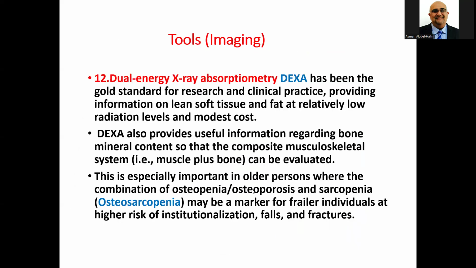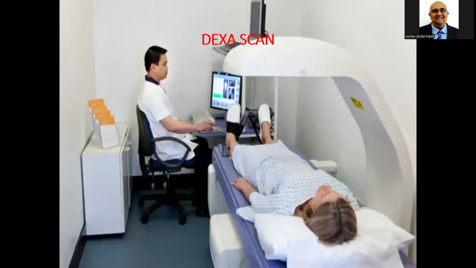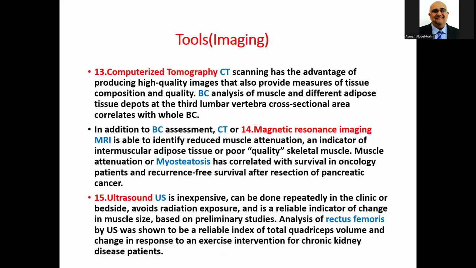And then we have the DEXA scan. All of you know the DEXA scan is used for picking up osteoporosis. This is important in cases of osteosarcopenia in particular. CT scan allows us to do body composition analysis, and it's done actually at the level of the third lumbar vertebra. In addition, we have the MRI, and this is useful in picking up something like myosteatosis, which is basically fat in the muscles. It can show muscle attenuation.